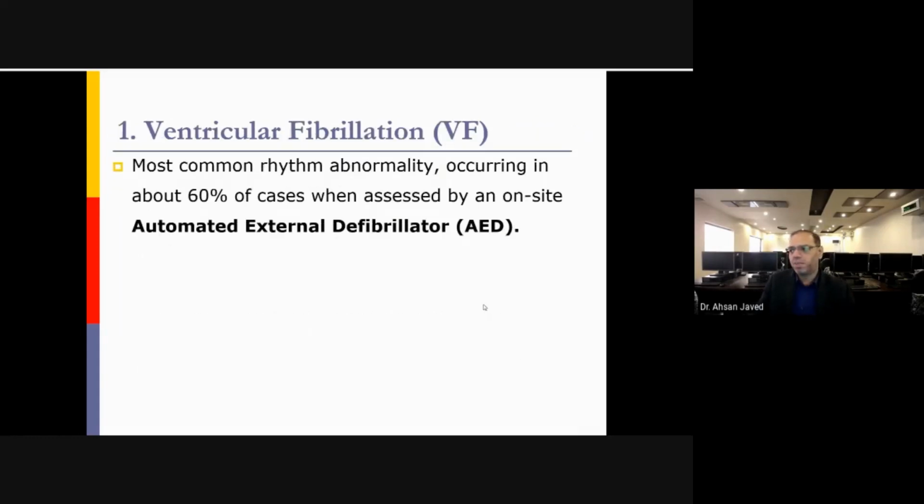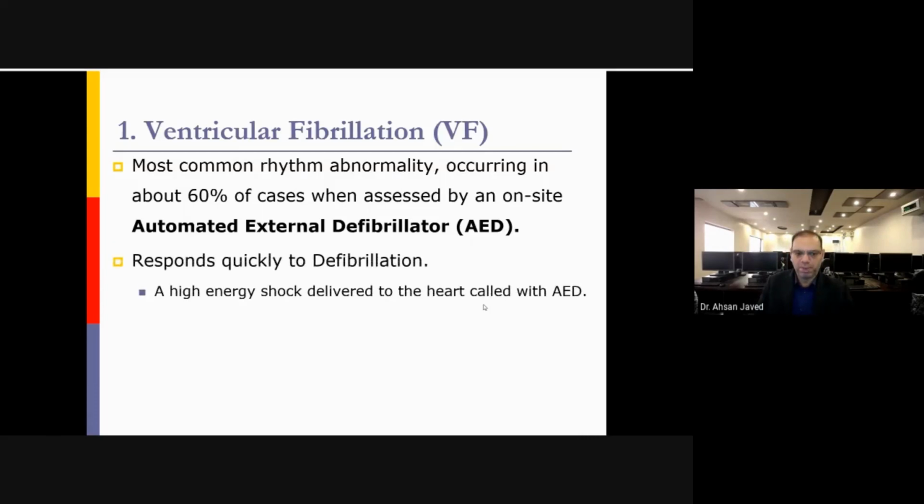The first type is ventricular fibrillation, the most common rhythm abnormality, occurring in about 60% of the cases when assessed by an on-site automated external defibrillator. So when a patient suddenly collapses during a game or activity, or within 1 hour after playing, and luckily if the automated external defibrillator is available and applied, the life of that person can be saved.